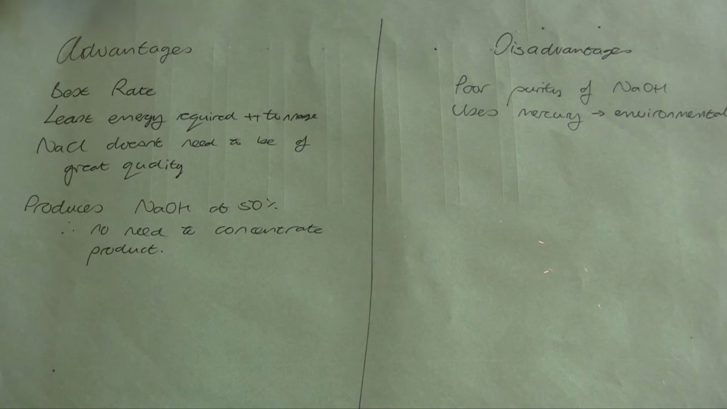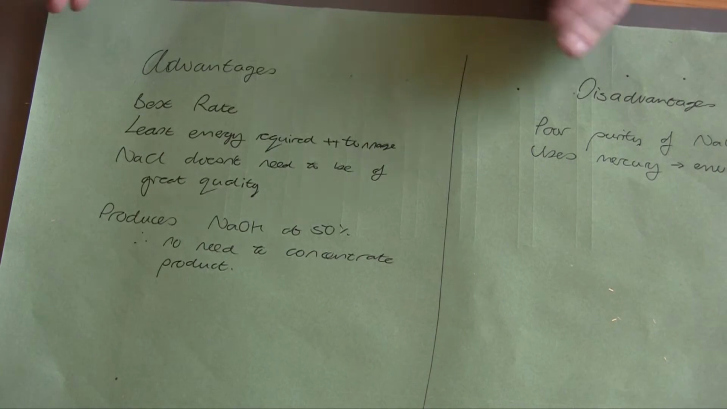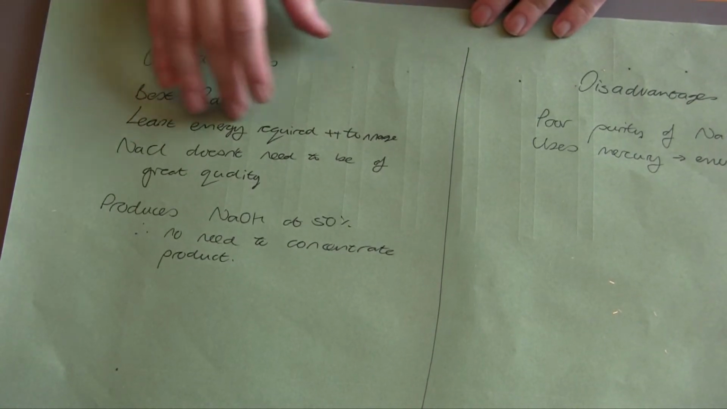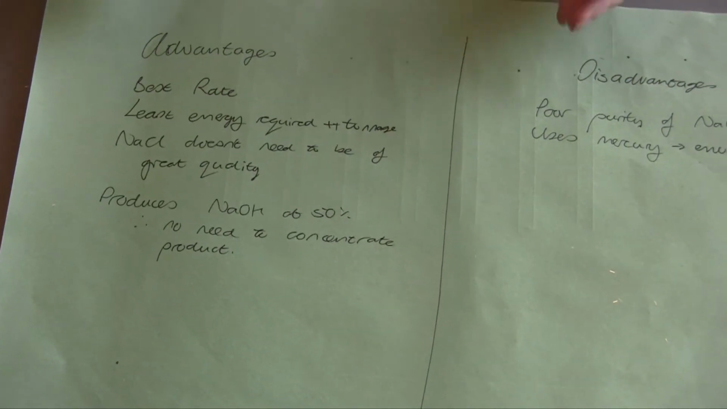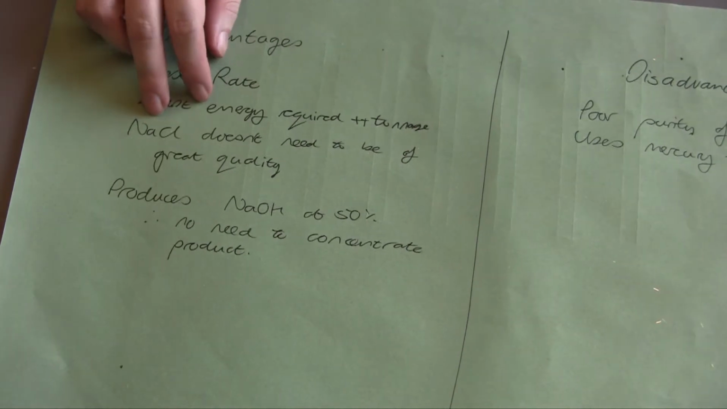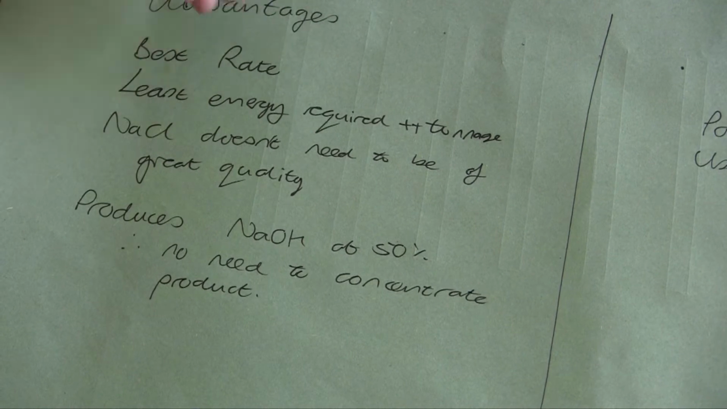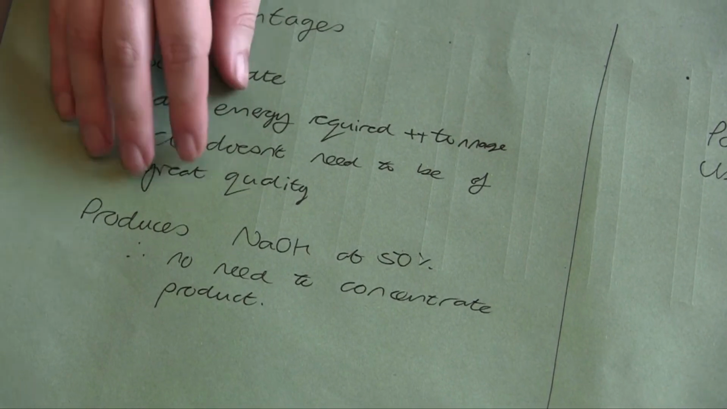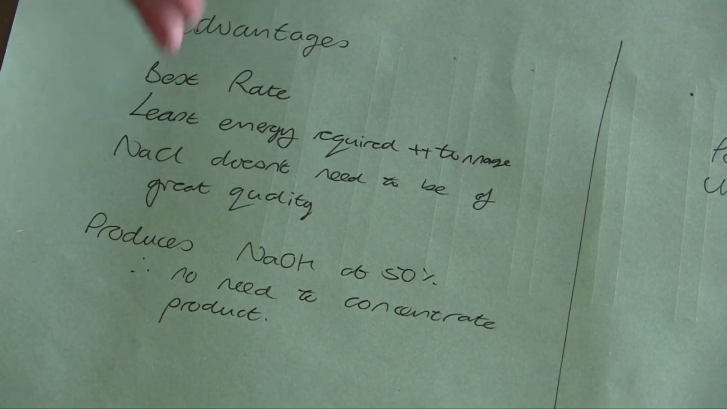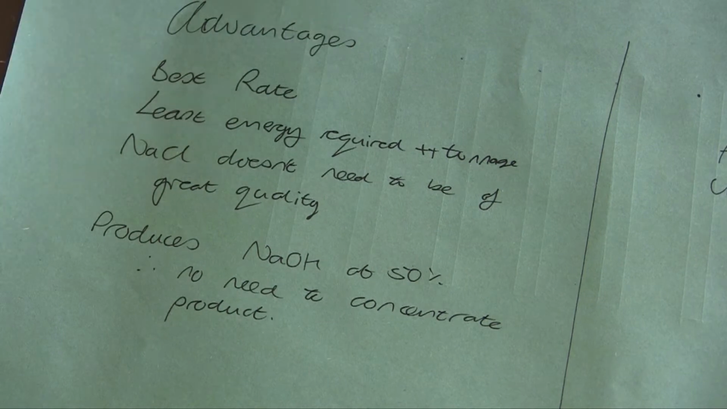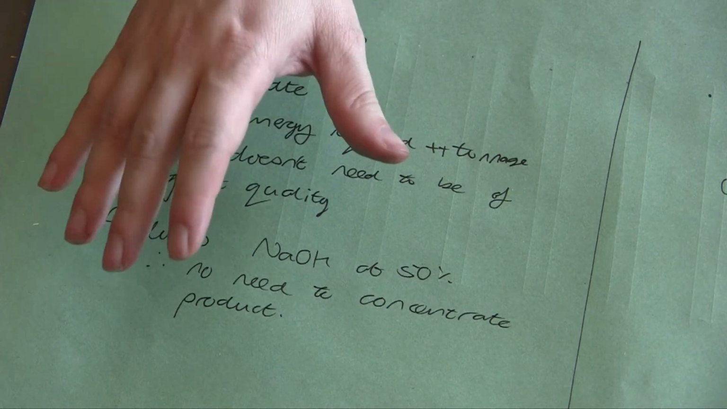Okay, so the advantages of the mercury cell process. This process has the best rate of all three of the processes and the smallest footprint. Also the least energy requirement per tonnage. So energetically and space-wise this is a very efficient process. The sodium chloride that the process uses as a feedstock doesn't actually have to be of great quality, and the process produces sodium hydroxide at about 50%, which means you don't actually have to concentrate the sodium hydroxide further to get the solid out, which is a great advantage in terms of energy.